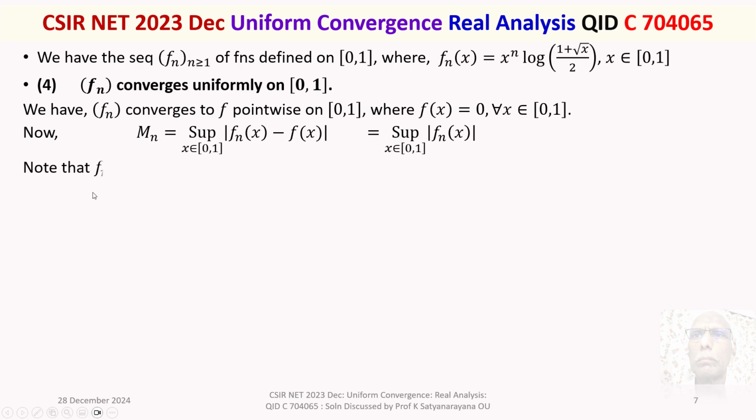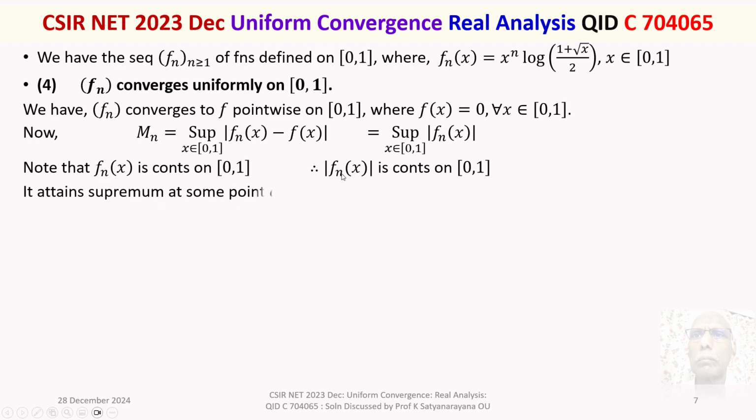So now, note that fn(x) is continuous. How is fn(x)? fn(x) is x to the power n times a logarithm, x belongs to [0, 1]. So the product of two continuous functions is continuous, and the modulus is also continuous. It is continuous on the closed and bounded interval [0, 1]. Therefore, it attains its supremum at some point c belonging to the closed and bounded interval [0, 1].